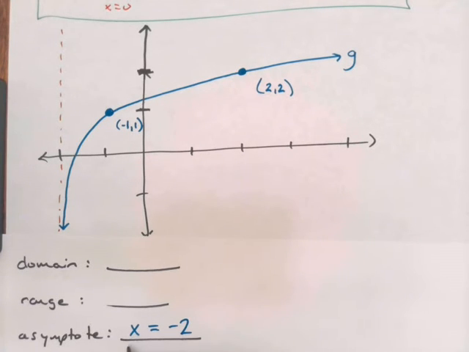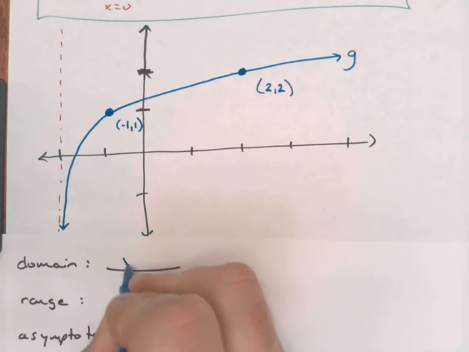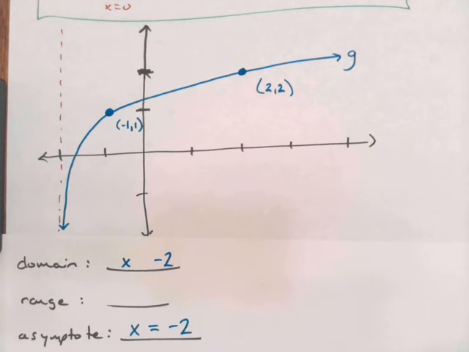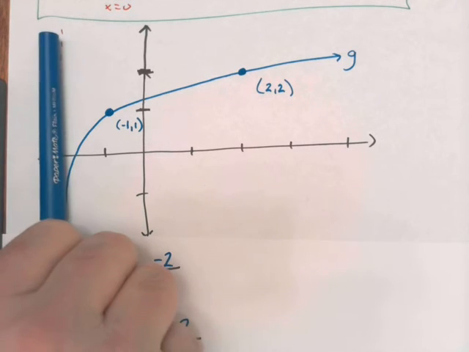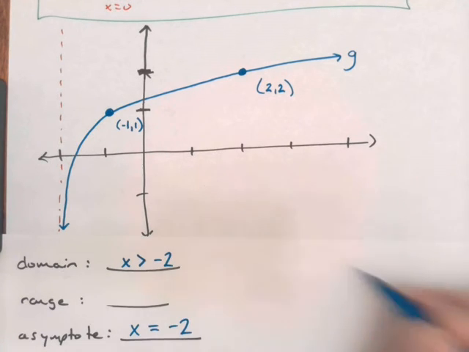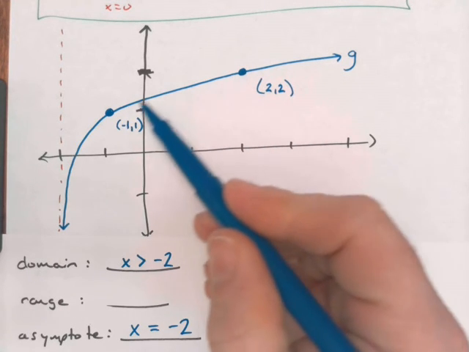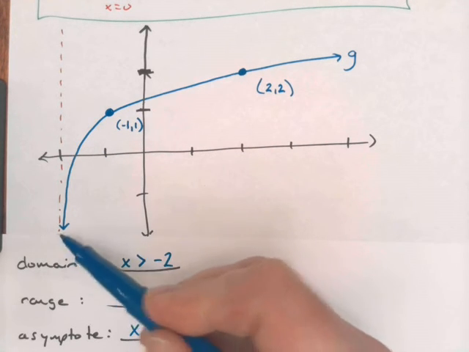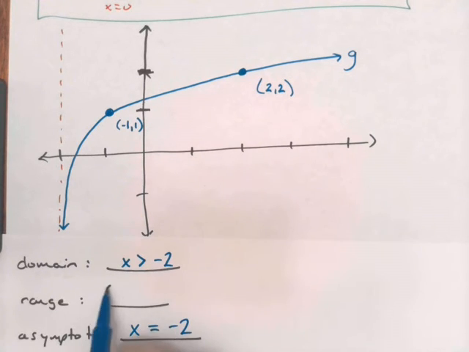And then from there, this x is a domain value, so I'm going to copy the x and the -2 down. When I take a look at that asymptote, our entire graph is over to the right, which are bigger numbers for x. So x is greater than -2 is the domain. And the range of all log equations is always going to be all real numbers. These graphs are always going to go down to -infinity and up to +infinity.